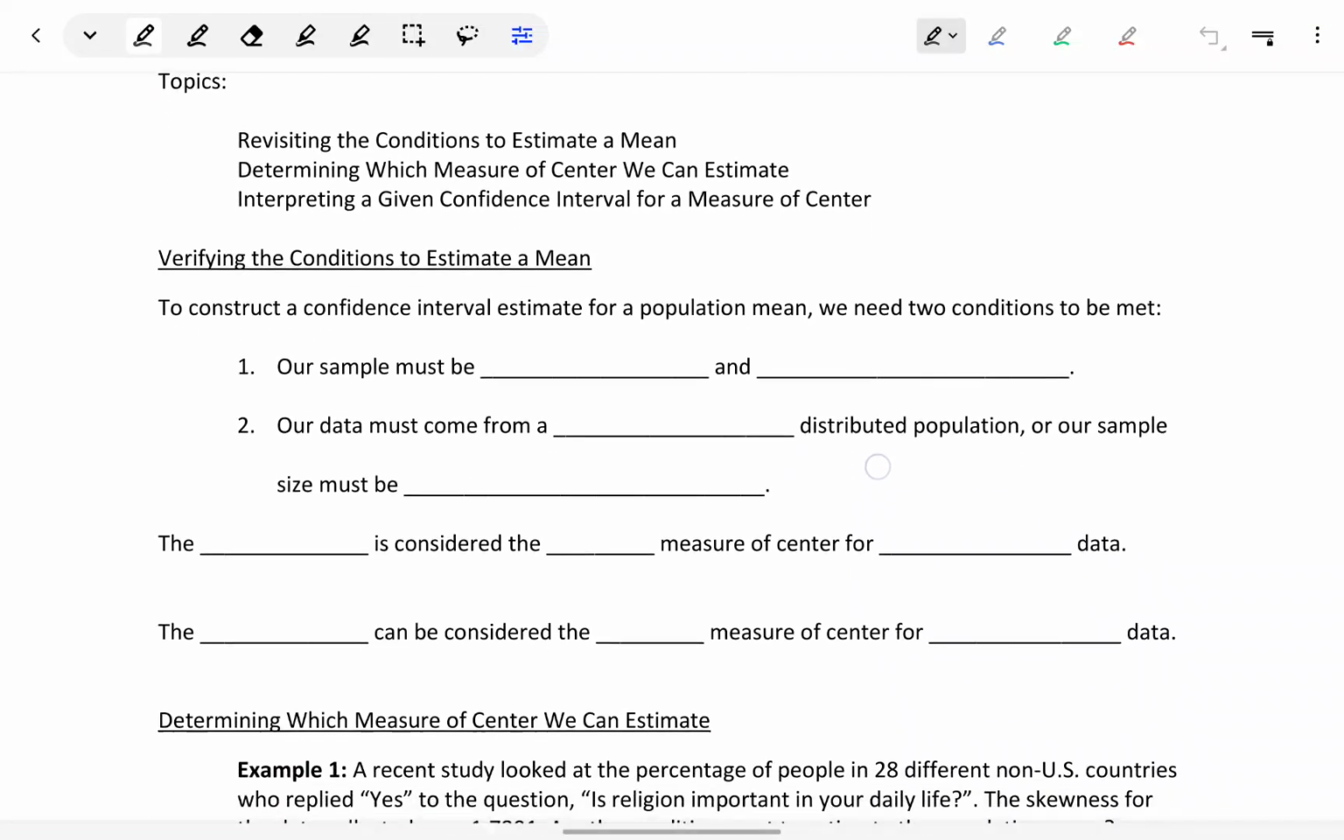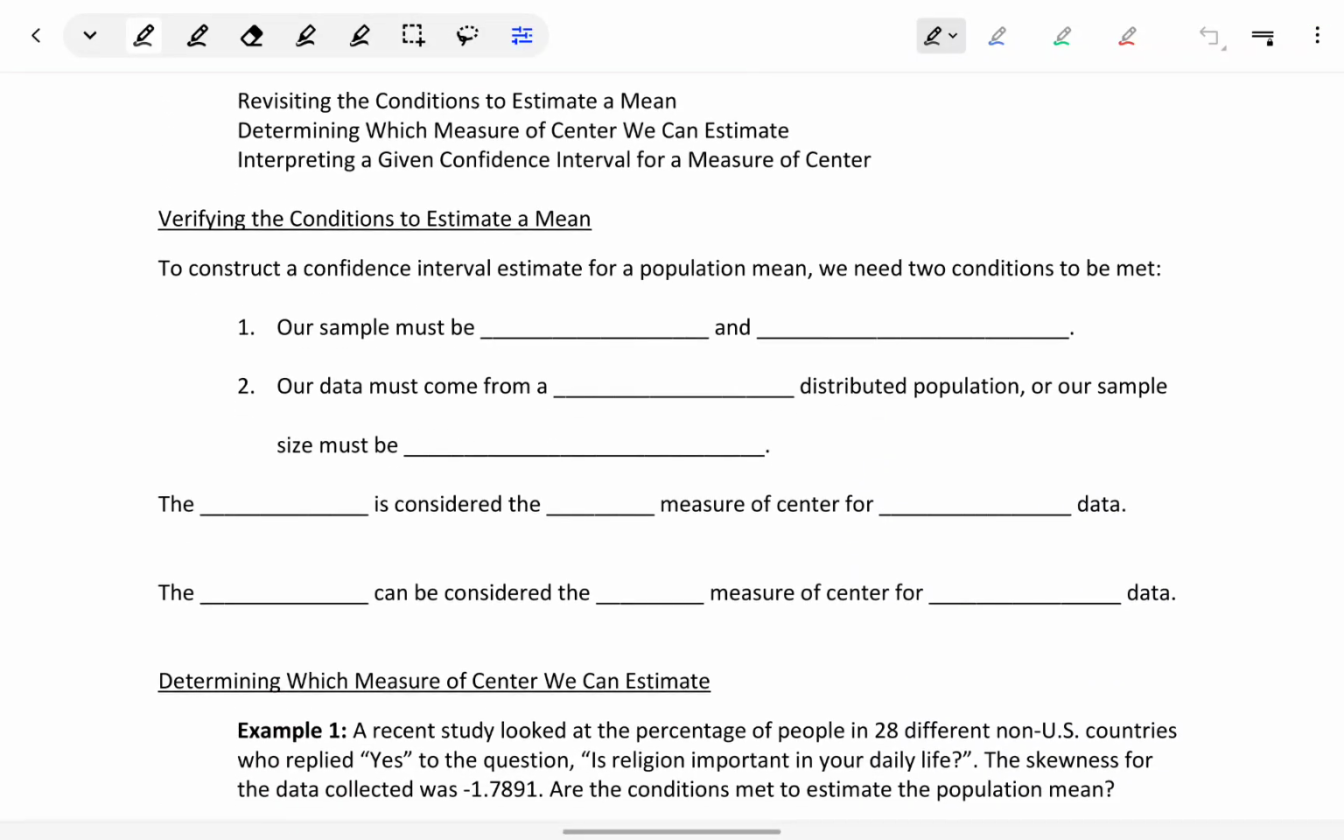We've already talked about how to construct confidence interval estimates for a population mean. Now we want to start off in this section by revisiting the conditions to estimate a mean. Keep in mind that in order to do that, our sample must be random and independent. Our data must come from a normally distributed population, or our sample size must be n equals 25 or larger.